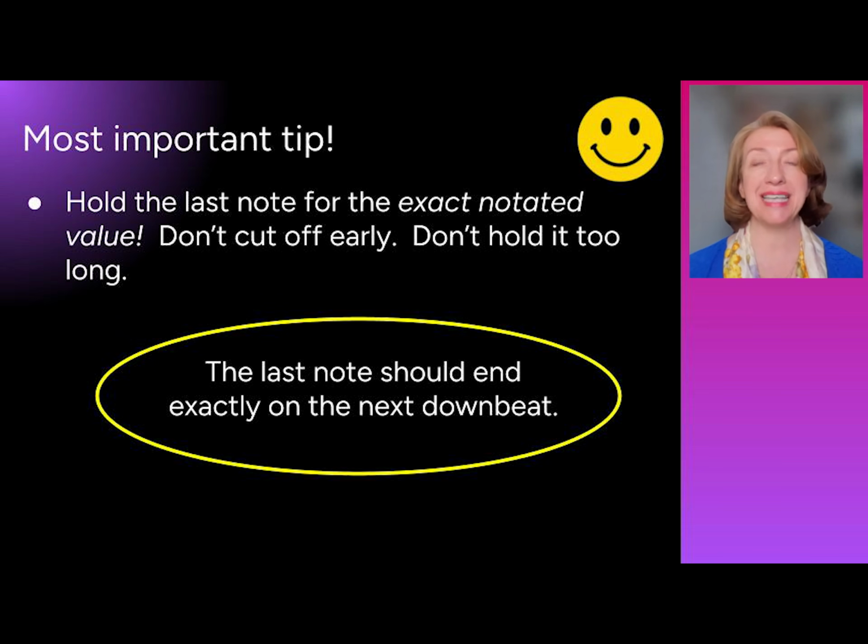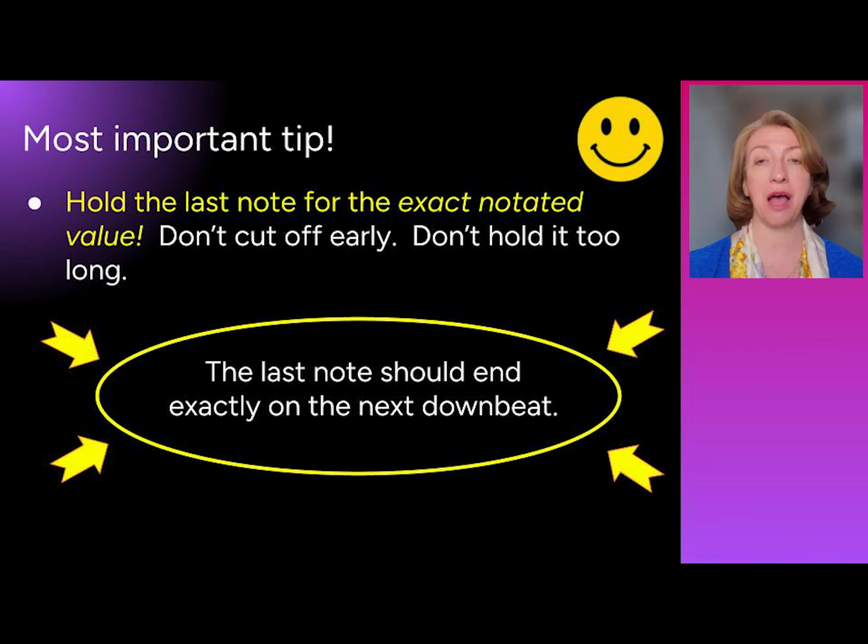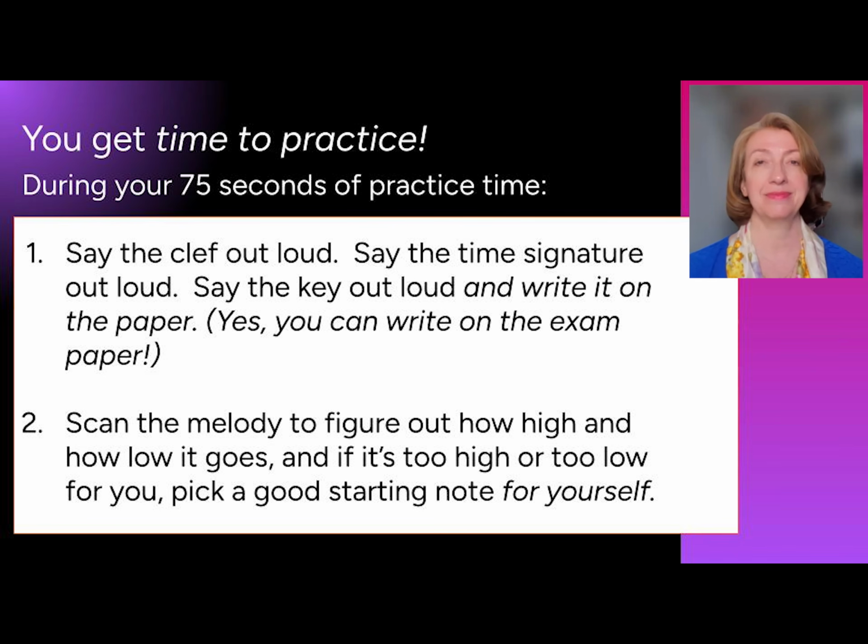Whenever we're scoring these exams, we will hear a student who sings a terrific rendition of the melody. Their pitch is accurate, their rhythms are accurate, they get to the last note, and they cut off way too early, or they hold it out forever. Both of those mean that that student is just leaving a point on the table. So please remember, the last note should end exactly on the next downbeat.